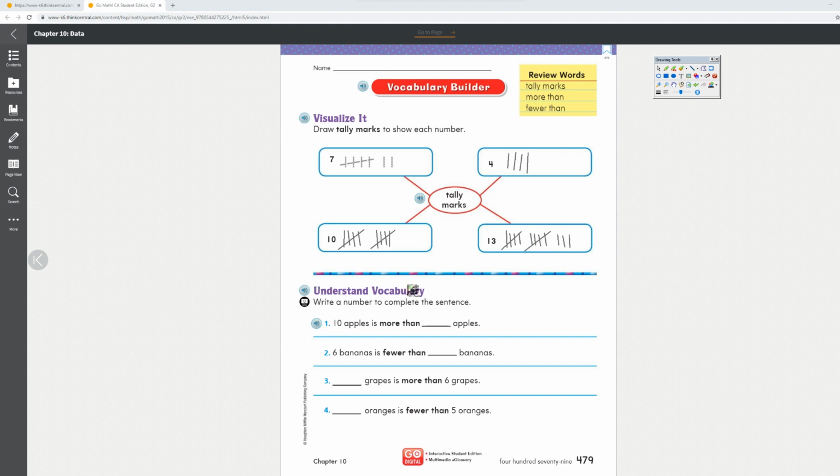Understand vocabulary. Write a number to complete the sentence. 10 apples is more than how many apples? You can write really any number that is less than 10, and it would make the sentence true. For numbers 1 through 4, you can pick any number that makes the sentence true. Pause the video and work on that real quick individually, and then we'll go over it.